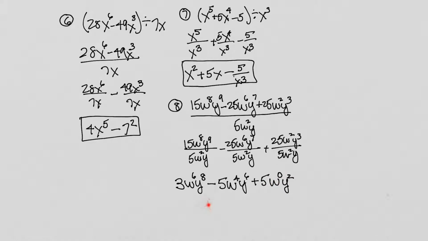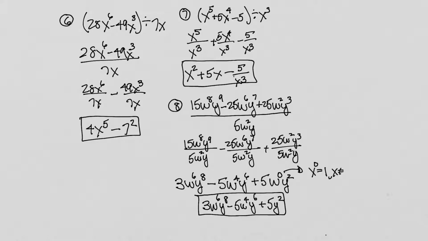We're going to write this as 3 w to the 6th, y to the 8th, minus 5 w to the 4th, y to the 6th, plus 5 times 1 times y squared. I just don't need that 1 in there. And this is coming from this one here. Remember our definition that x to the 0 is equal to 1 as long as x is not equal to 0.